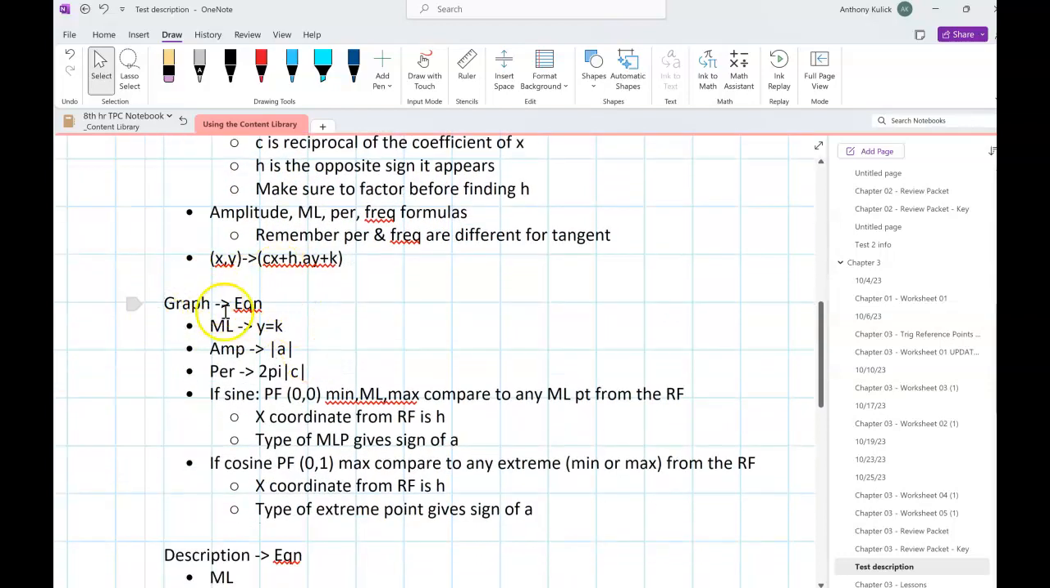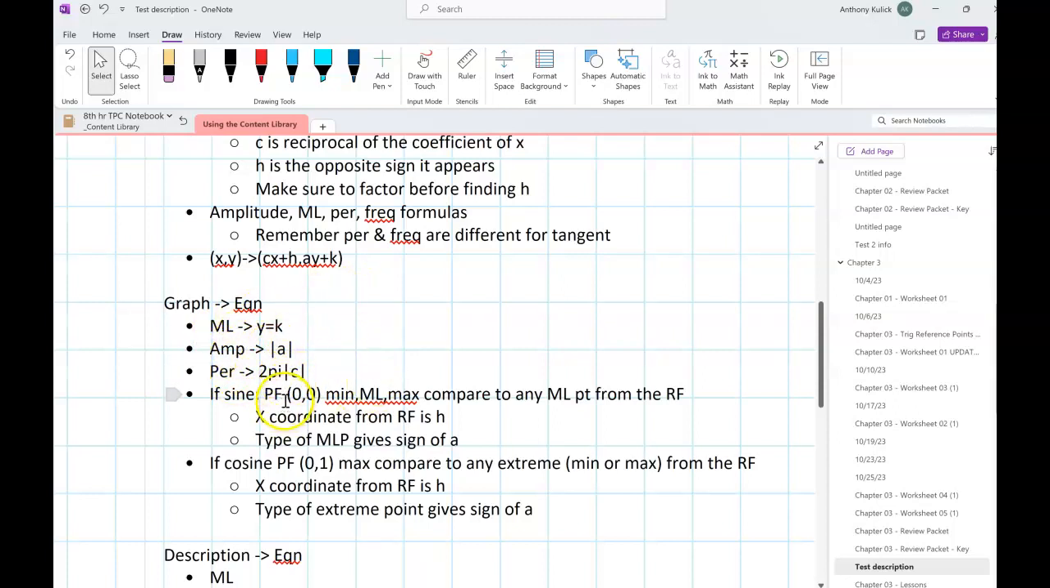To go from graph to equation, I'm going to write down: the midline, if I find that on the picture, gives me the K. The amplitude, if I find that on the picture, gives me the absolute value of A. And the period, if I find that on the picture, gives me a way to solve for C. Now, if I need to write a description about what to look for to find the midline or the amplitude or the period, I might do that, but I would at least want to remember that.